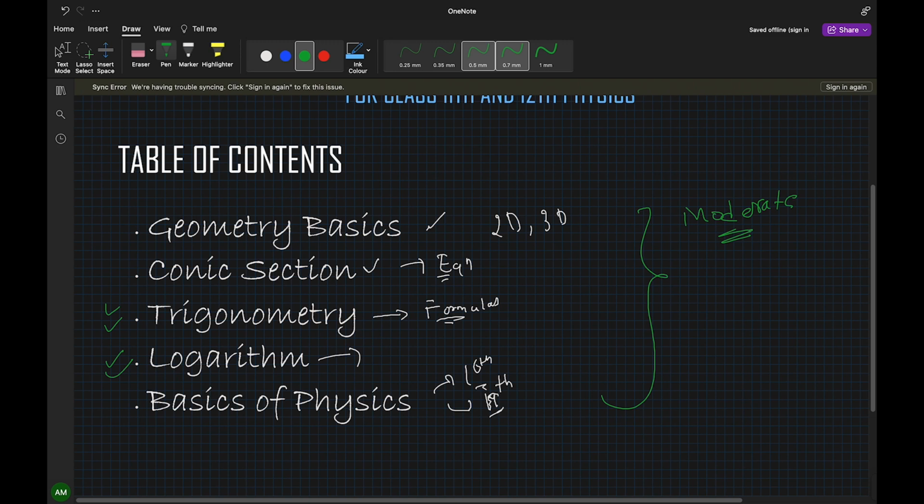Basics of physics, actually there is no question. It's basically theory, so I will not include much. Conic sections also, I can't give you that many questions. And geometry basics, I can form theoretical questions or basic 10th level easy questions.